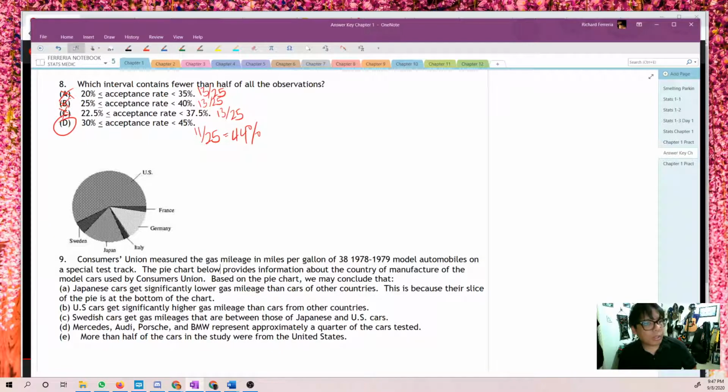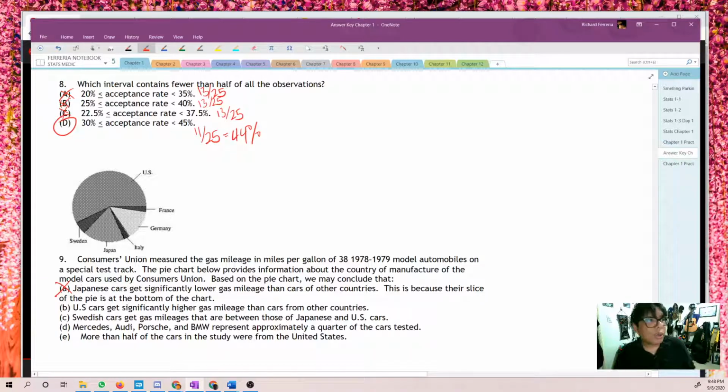Based on the pie chart, we can conclude... So we can't conclude anything about the mileage of the car. We can only conclude things about where the cars are from. So letter A, Japanese cars get significantly lower gas mileage than other countries. We can't make any decisions that are based on gas mileage, only country of origin.